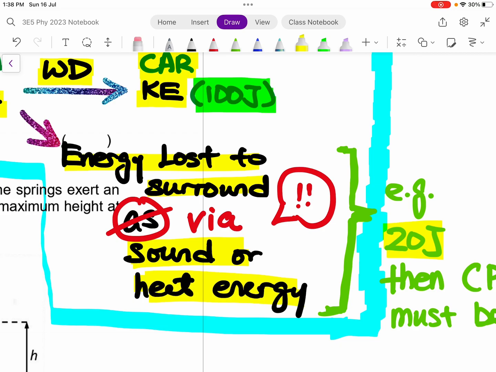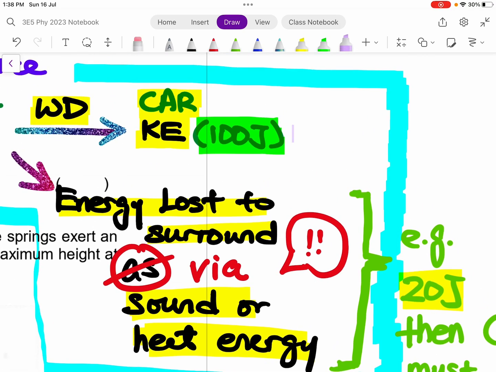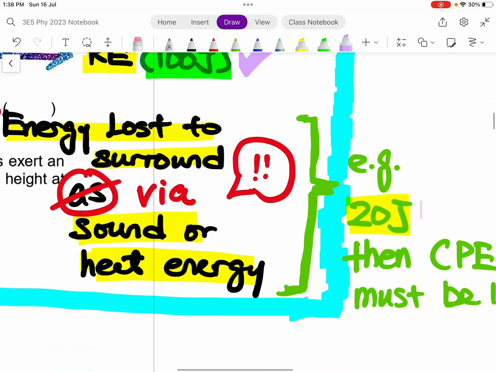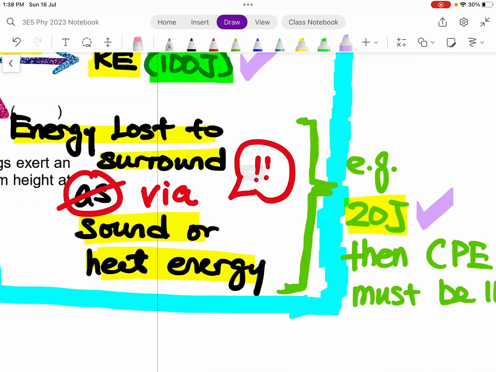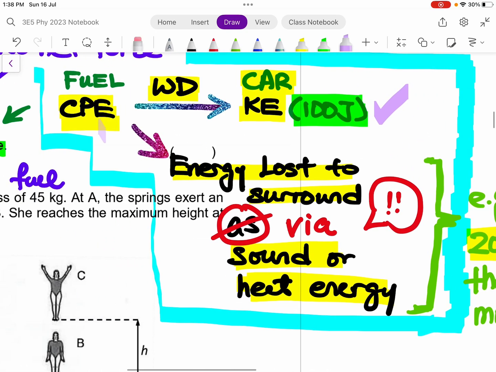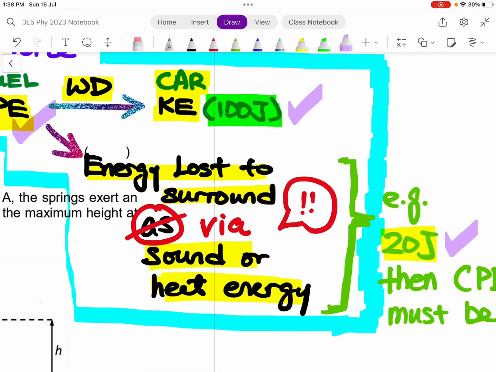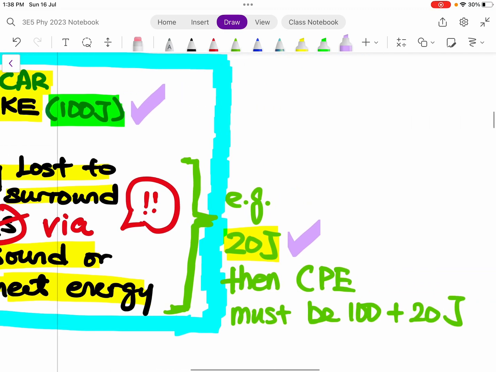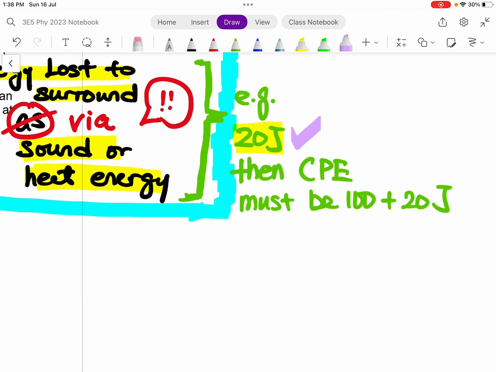So what does it mean? If I have 100 joules of energy as kinetic energy, and 20 joules of energy being lost to the surrounding as heat and sound, it means that this chemical potential energy must be the summation, 120, right? So my chemical potential energy is actually a sum of the KE and whatever energy loss that I need to account for.